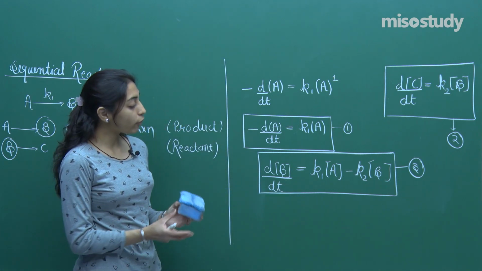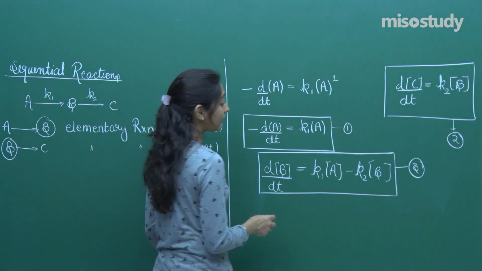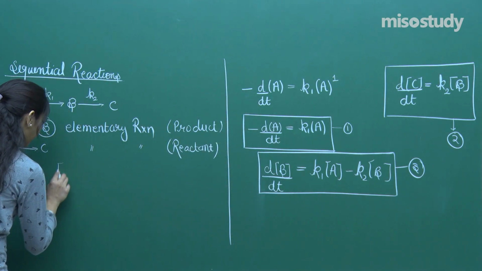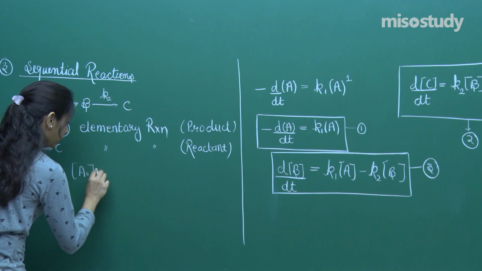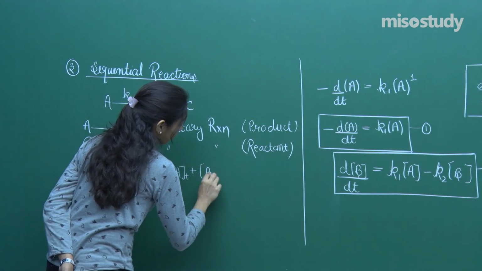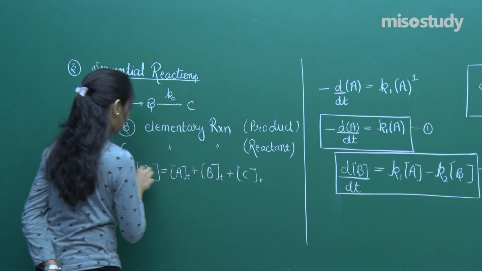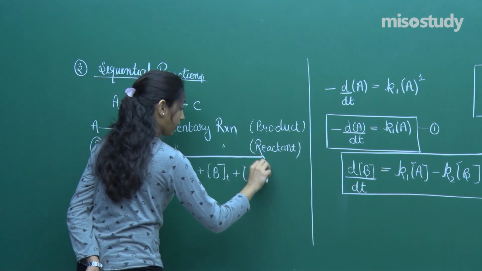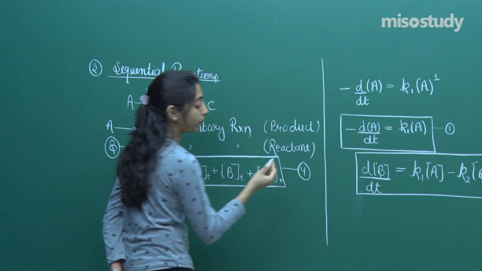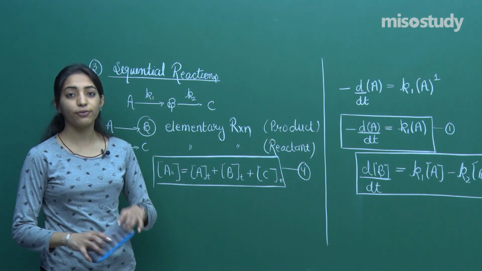And once we have got these three equations, there was one another main equation where I said that the total initial concentration, which is A naught, will be equal to the concentration of A at time t, B at time t, and C at time t. So this is our equation number 4, right? And now we need to move on with all these 4 equations.